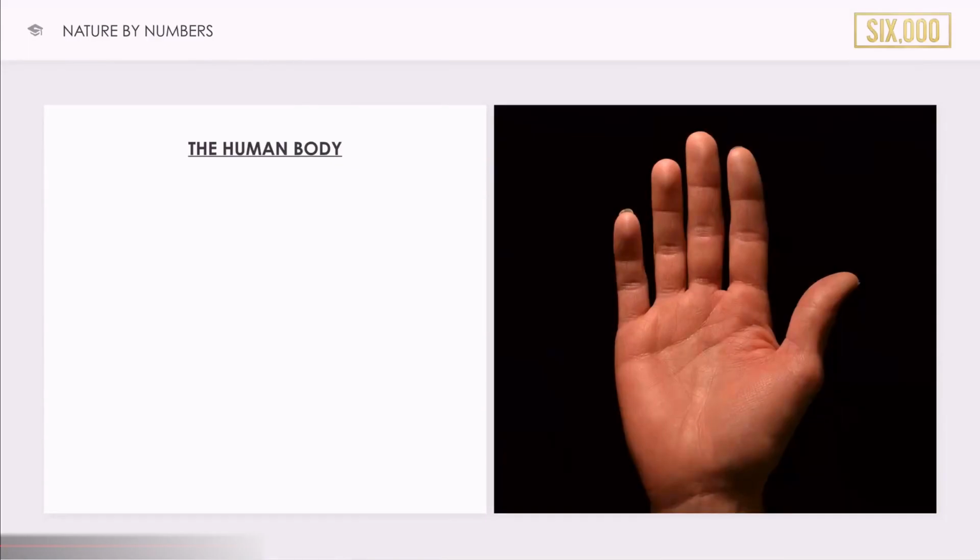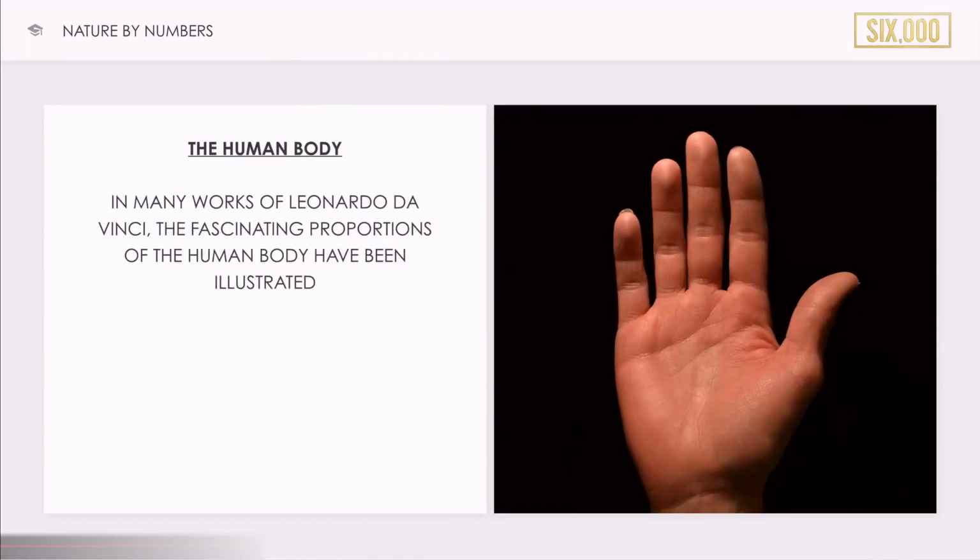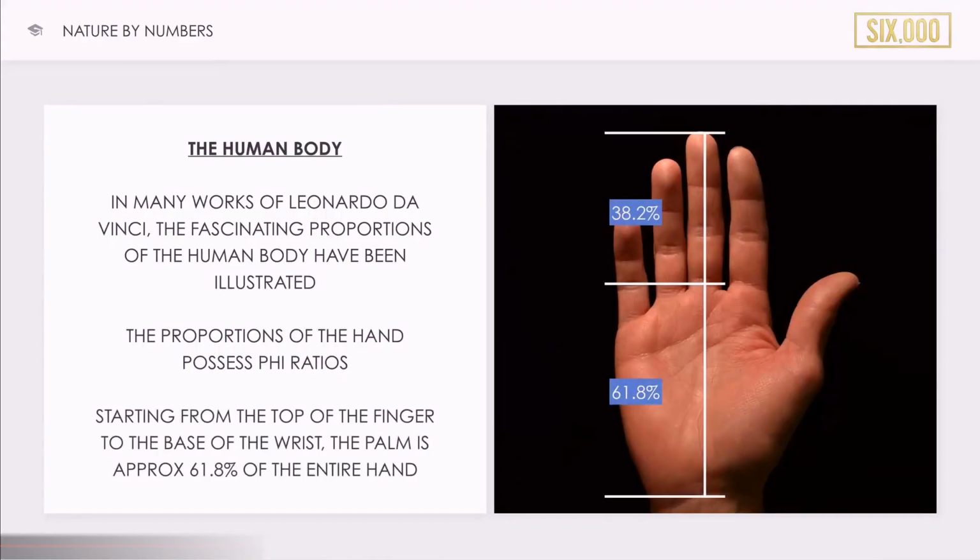Even the human body has Fibonacci-related traits. In many works of Leonardo da Vinci, the fascinating proportions of the human body have been illustrated. The proportions of the hand possess 5 ratios. Starting from the top of the finger to the base of the wrist, the palm is approximately 61.8% of the entire hand. I can tell many of you are waiting to get the measuring tape and find out for yourself. But yeah, it's true. And in most individuals, the palm will be 61.8% of the entire hand.